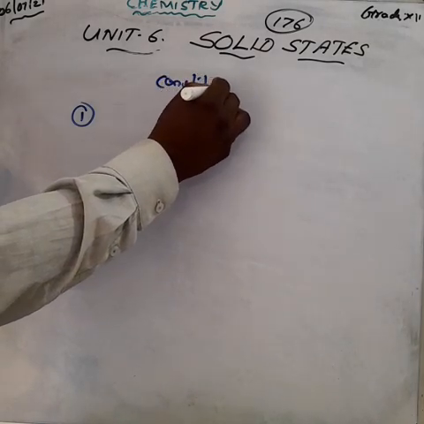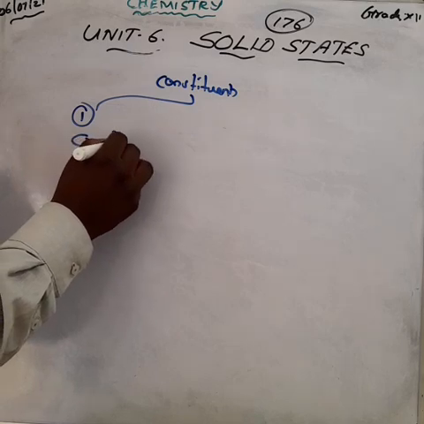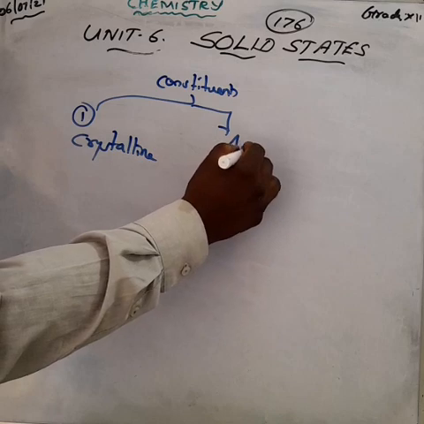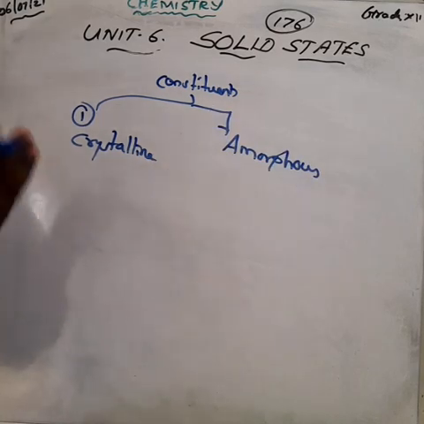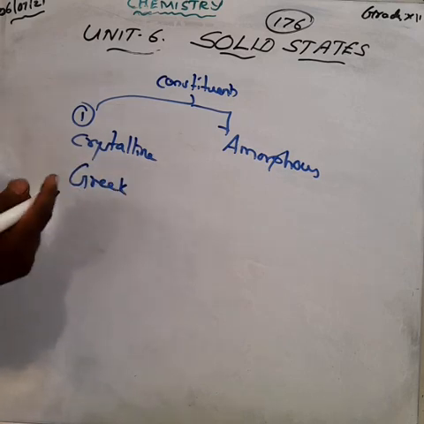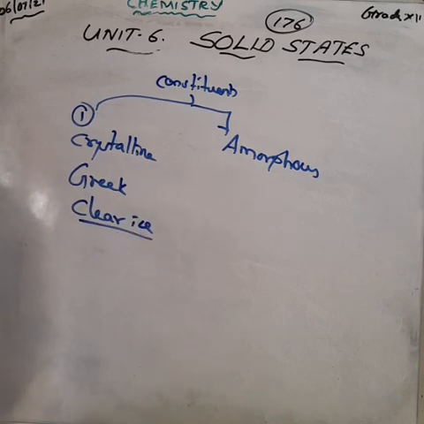One is about the crystalline solid, and another one is about the amorphous solid. The term crystal comes from the Greek word crystallos, which means clear ice. These are all about the classification of solids.